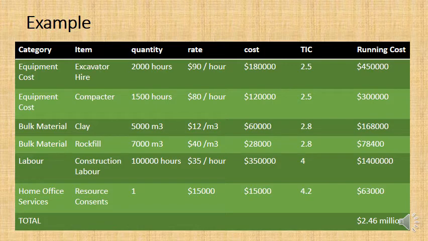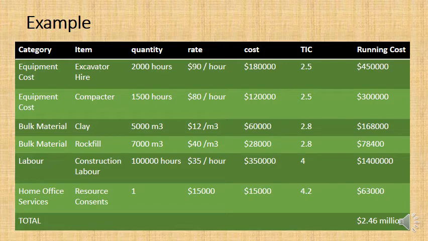And you can call up a company and find a rate. Normally in New Zealand at least, I have no idea what they charge in Kurdistan, but in New Zealand they will charge, depending on the size of the digger, anywhere between $70 to $150. The rate here is $90 an hour. So that gives you a total cost for that item as being $180,000. That's what you're going to spend on excavator hire.